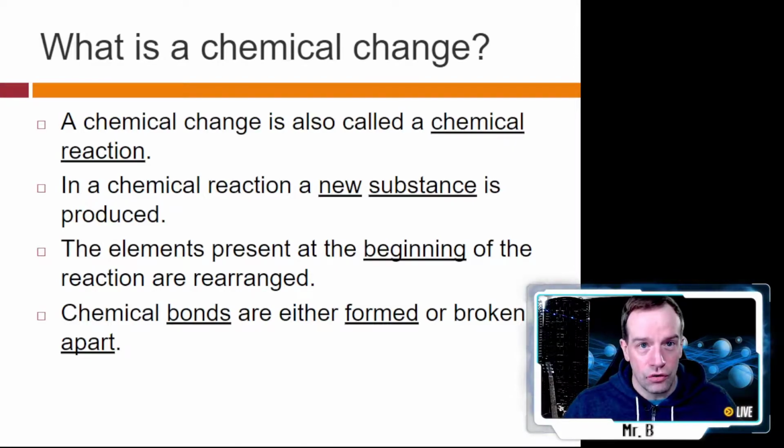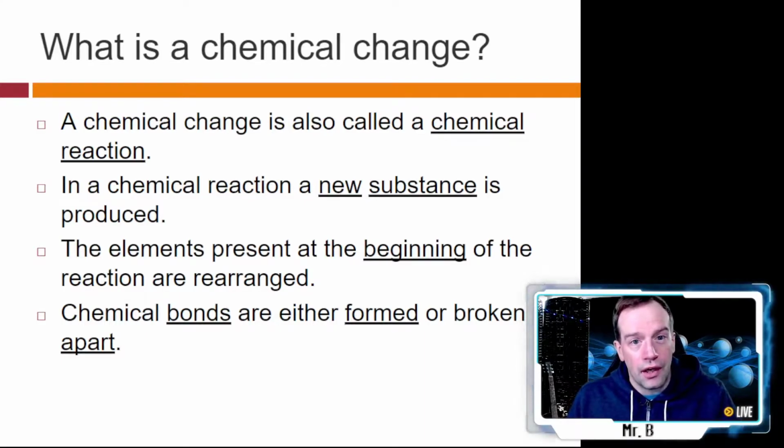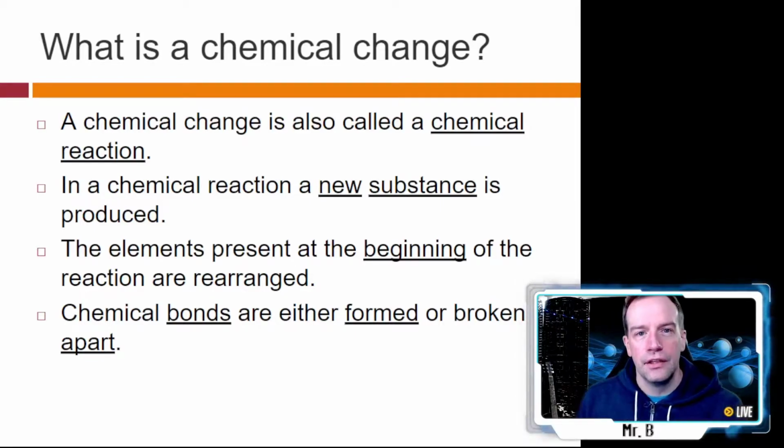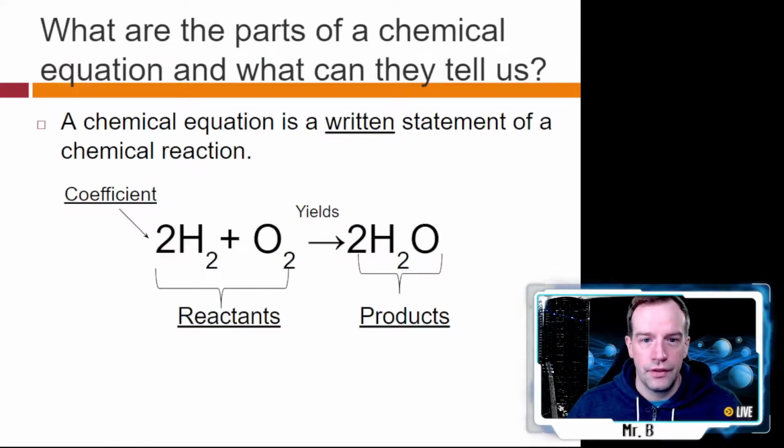Chemical reactions involve making new substances. New compounds or molecules are formed from previous compounds or molecules or atoms. And those chemicals that are at the beginning are also there at the end. And a chemical reaction involves the breaking or forming of chemical bonds. Let's take a look at this.